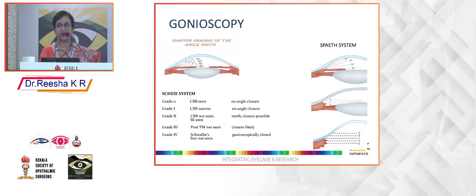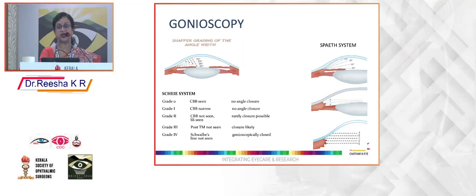Gonioscopy is very important for the diagnosis of angle closure glaucoma. And again, there are confounders in the grading system, because Shaffer looks into the angle width and grades it from 10, 20, 30, 40, 45 degrees. And the Scheie classifies based on the extent of the anatomical landmark seen. So all of them are concentrating on one aspect, and actually the spectrum is so complex that it is difficult to assess and define the glaucoma status with just one characteristic alone.